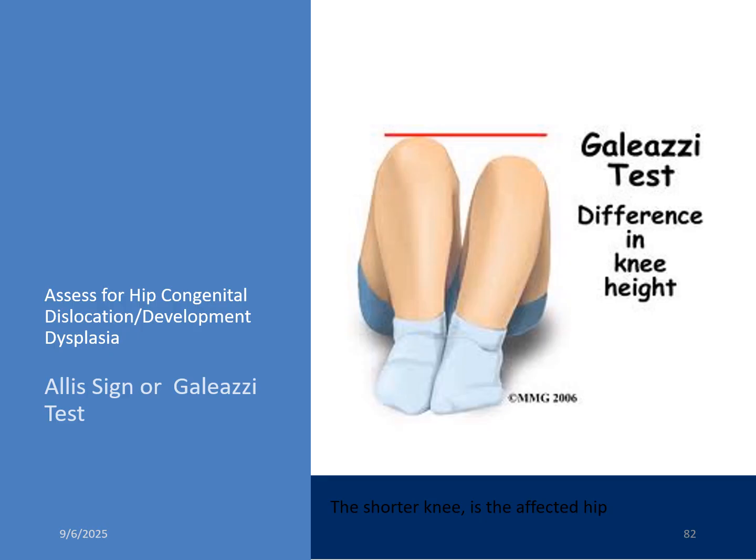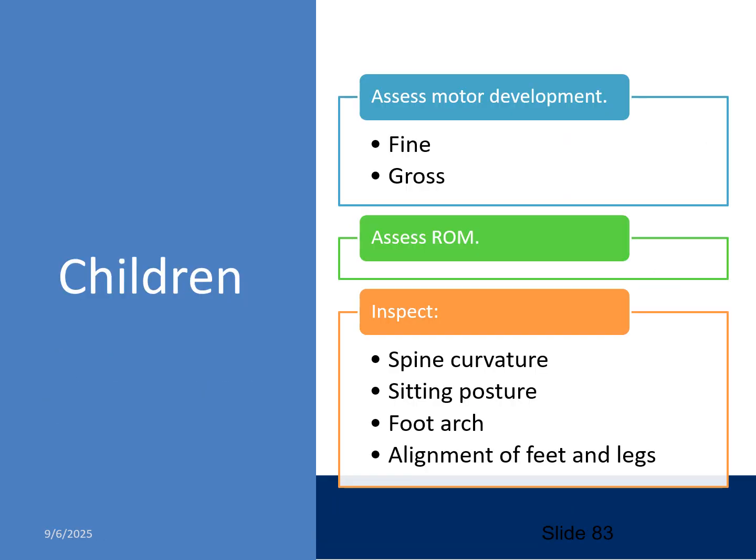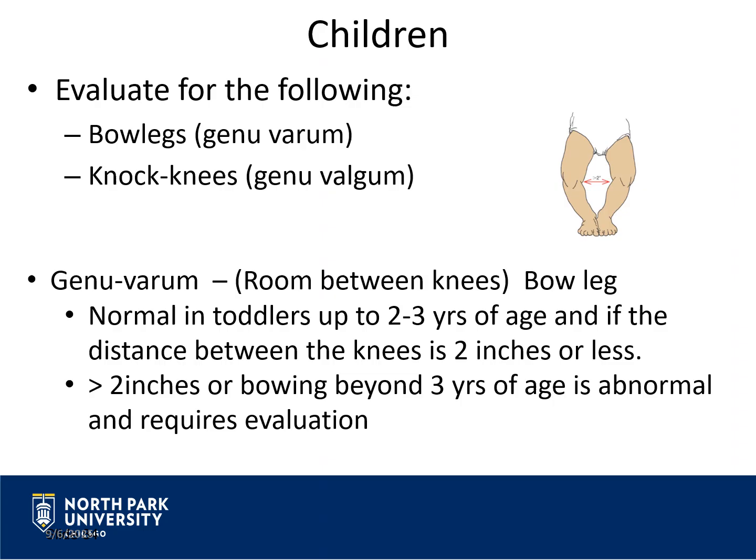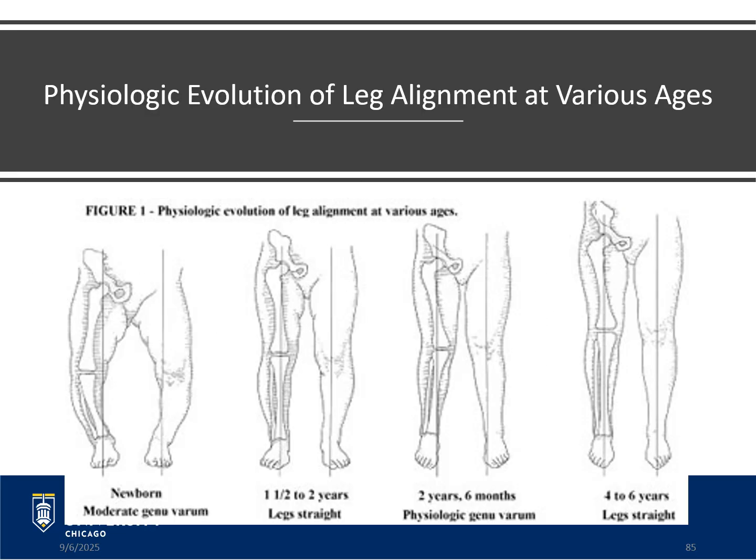Galeazzi test, looking for differences in knee height. And in children, these are other things we're looking for. Again, we're looking for bow legs, knock knees, room between the legs. And here is the physiologic evolution of the leg alignment. And you can look at the different years and ages.